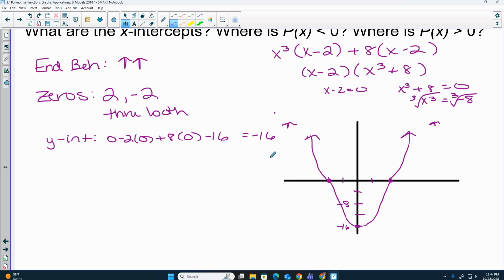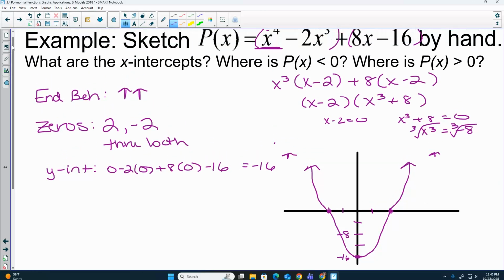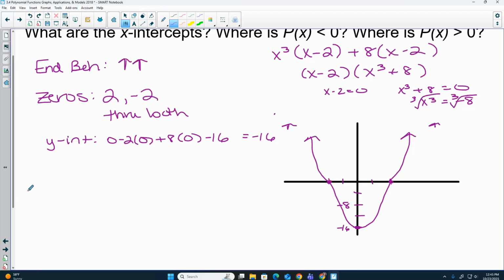Questions there? Let's try a few more. Oh, I did ask some other questions on this one, just making sure you can read this. What are the x-intercepts? When is p of x less than 0?